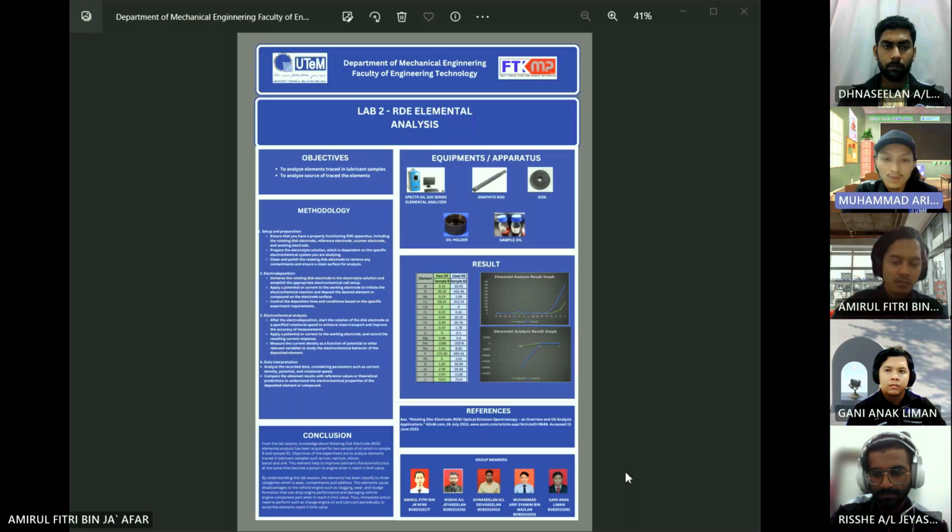Further analysis and comparison with reference standards or previous analysis would be necessary to fully evaluate the oil's quality, assess its performance, and inform maintenance or replacement decisions.